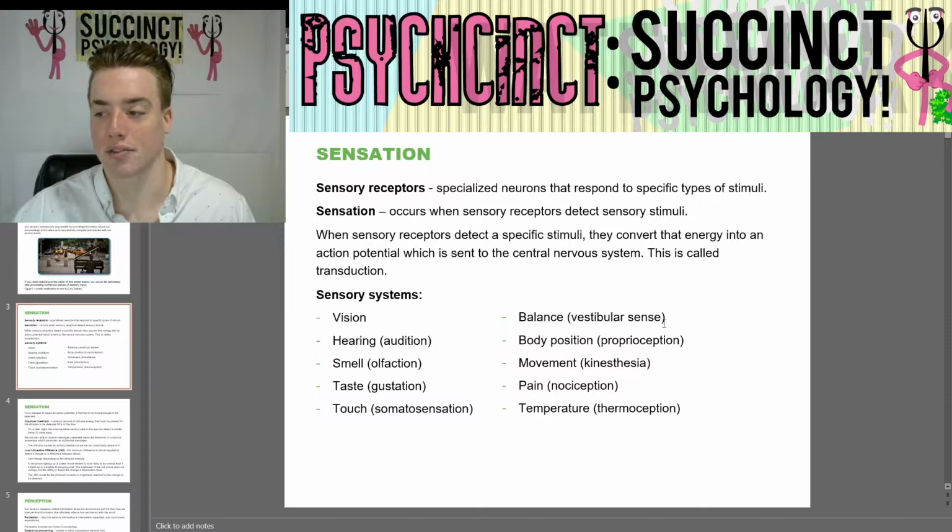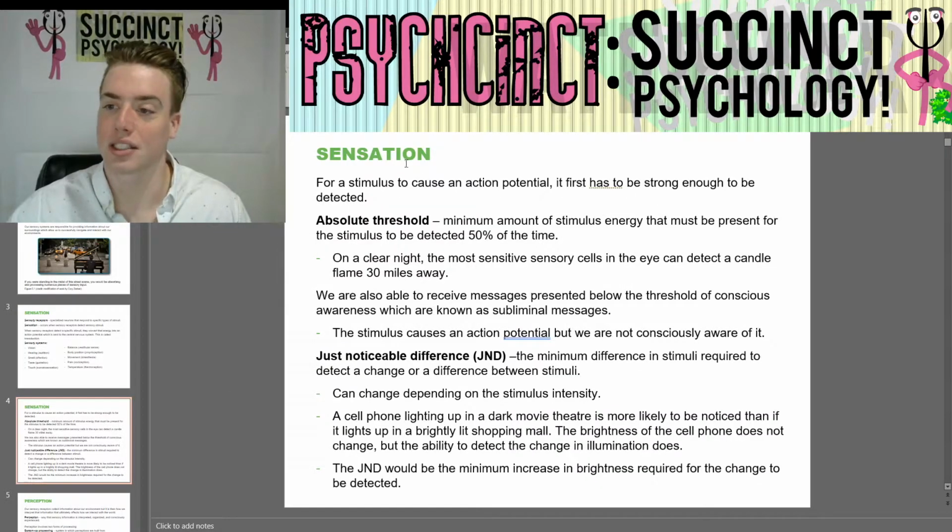somatosensation, balance, vestibular sense, body position, proprioception, movement, kinesthesia, pain, nociception, and temperature, thermoception. And pretty much all of those have ception at the end of them there. So perception, sensation, all that good stuff.